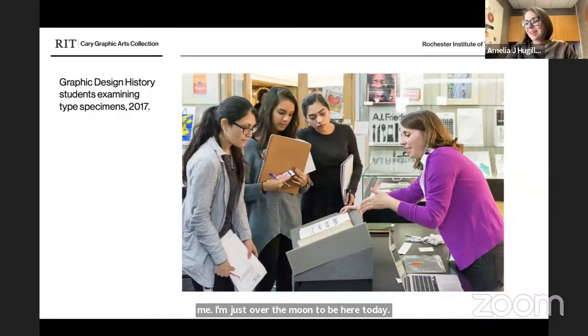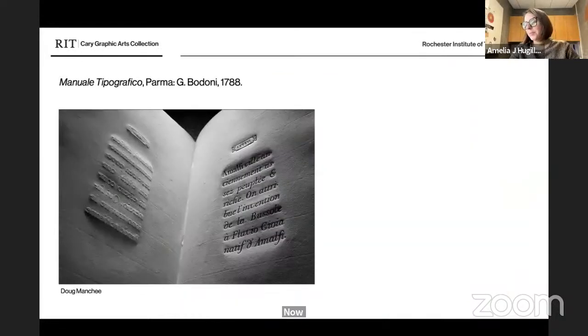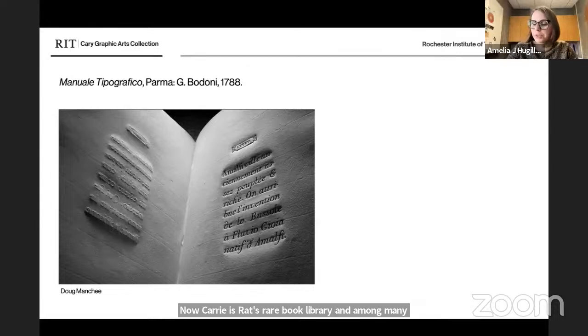Of course, I'm Amelia Fontanel, and I'm a curator at the Cary Graphic Arts Collection at RIT. Now, Cary is RIT's rare book library, and among many things having to do with graphic design, we specialize in materials about type design and typography.